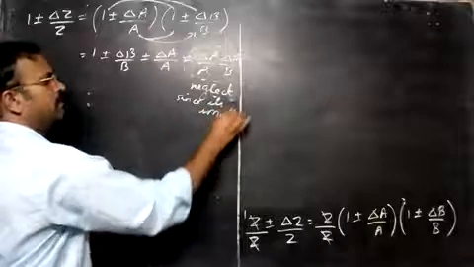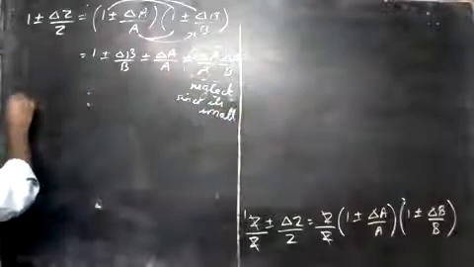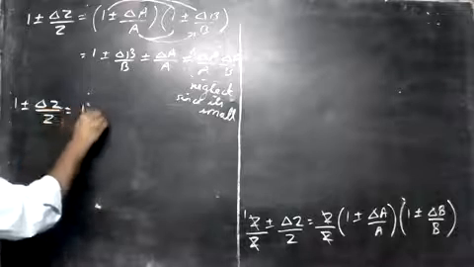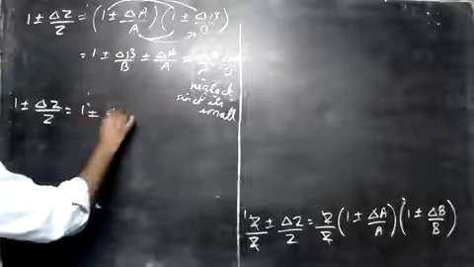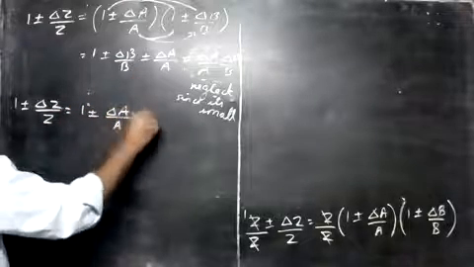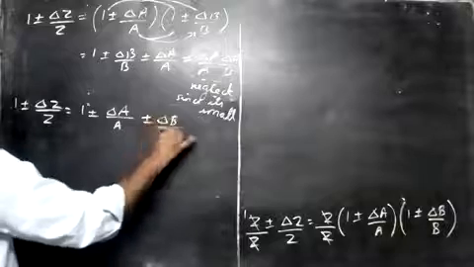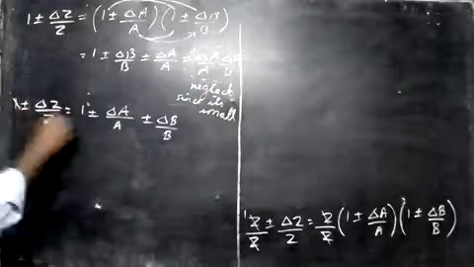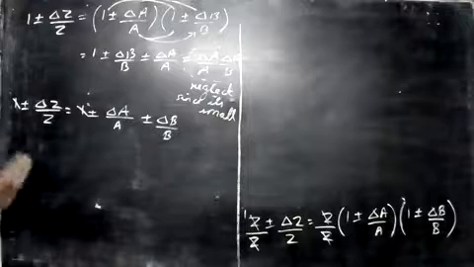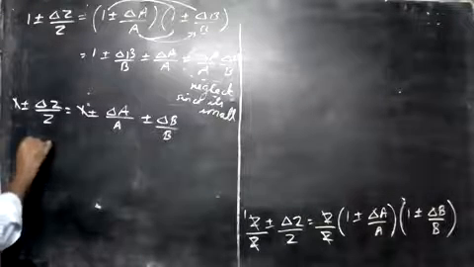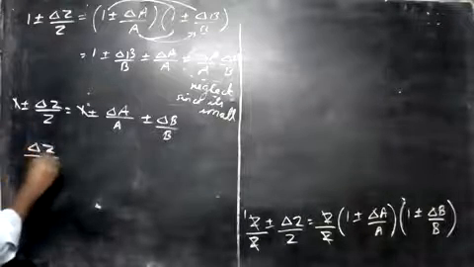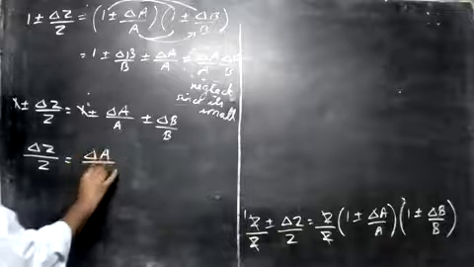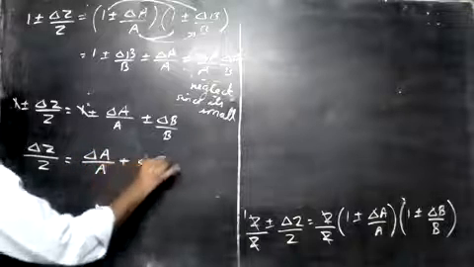When we neglect this, let's write this side. So 1 plus or minus delta Z by Z is equal to 1 plus or minus delta A by A plus or minus delta B by B. This step we neglected. 1 and 1 will cancel. Now we take the positive terms only. So we get plus delta Z by Z is equal to delta A by A plus delta B by B.